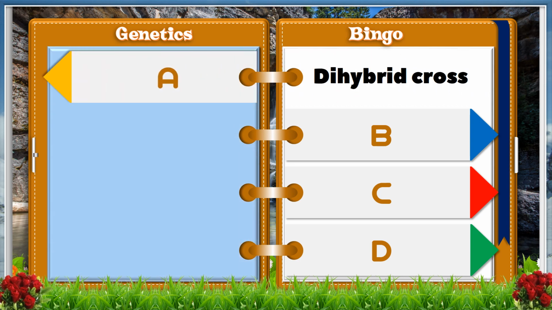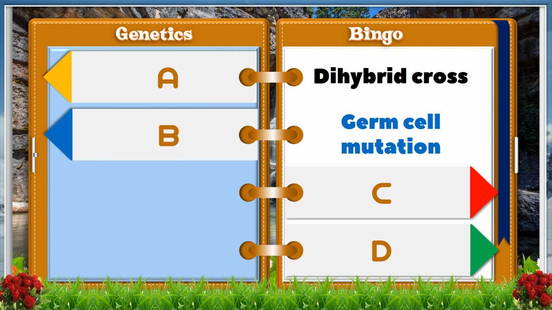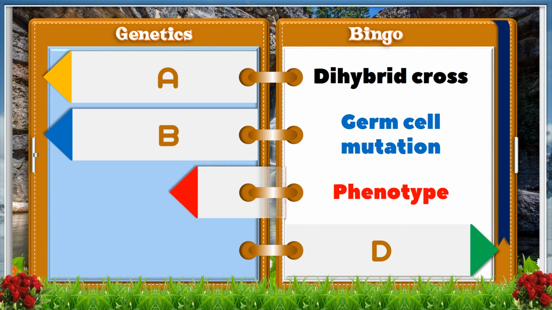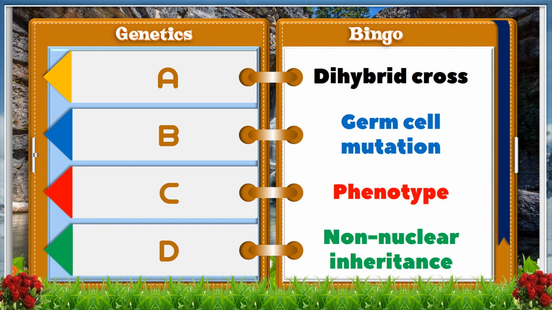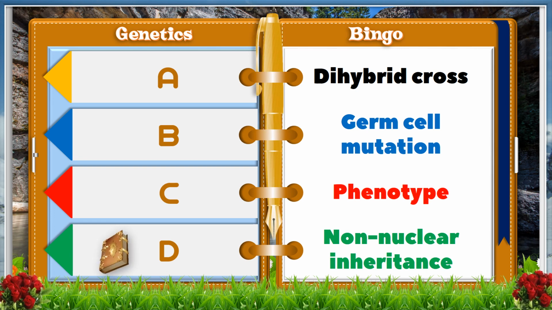A. Dihybrid cross. B. Germ cell mutation. C. Phenotype. D. Non-nuclear inheritance. And the answer is D. Non-nuclear inheritance.